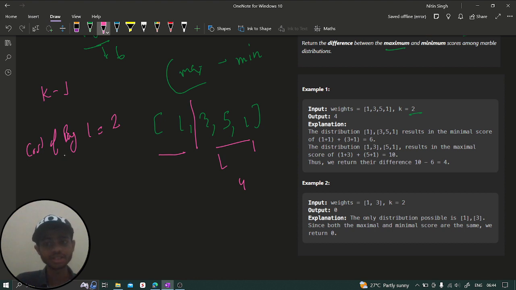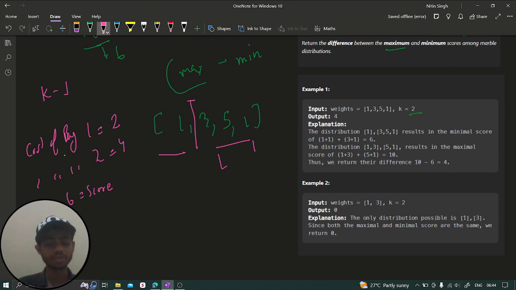So we can say 3 plus 1 is nothing but 4, right? You are getting this, right? So the cost of bag 2 is nothing but 4. So the total cost is nothing but 6, which is the score, right? 6 is the score. If we draw this particular line over here, that means if we distribute the marbles like this, the first marble goes in bag 1 and the rest of the marbles go in bag 2, then we are getting cost 6, right? So this is the minimum cost.